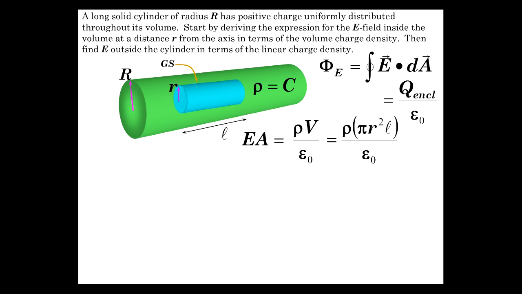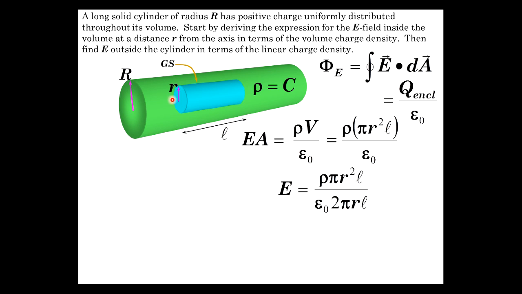And that volume is pi r squared times the length. The area of the end times the length is the volume. So we can write the electric field. This divided by epsilon 0 A, the area of this Gaussian surface. Be very careful to distinguish between those. Rho pi r squared L over epsilon 0, 2 pi r L.